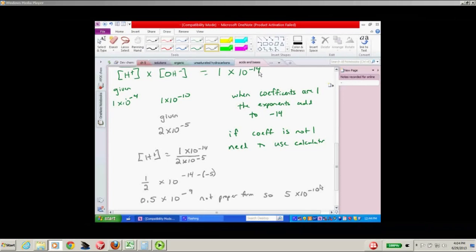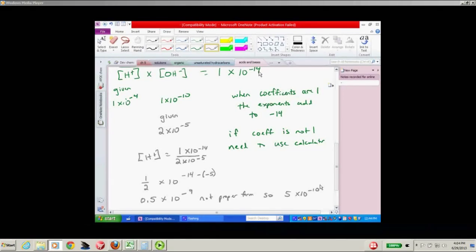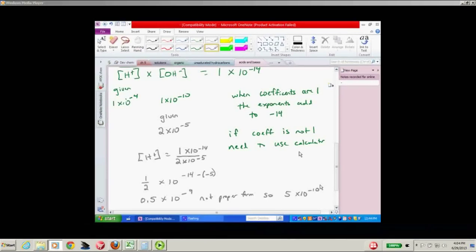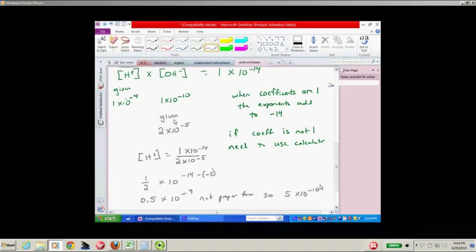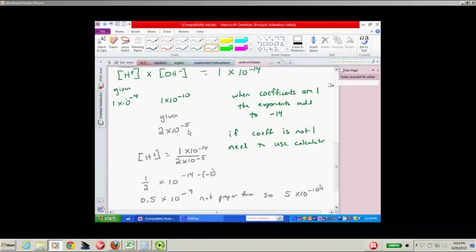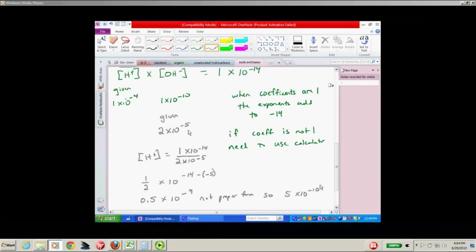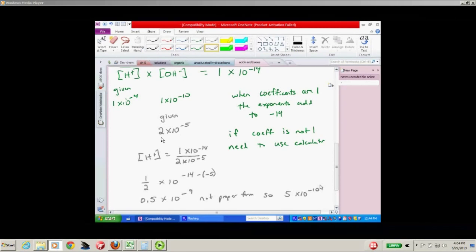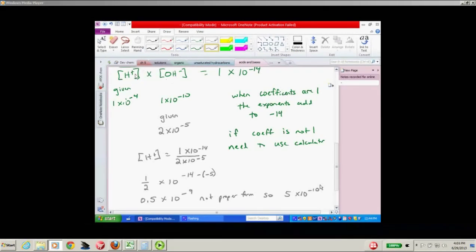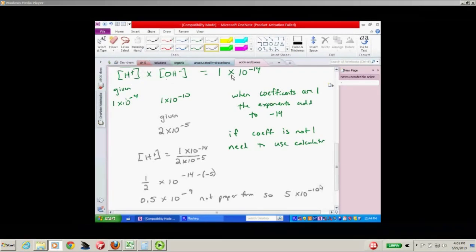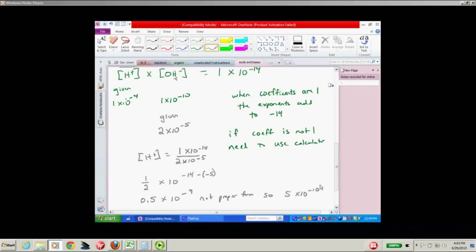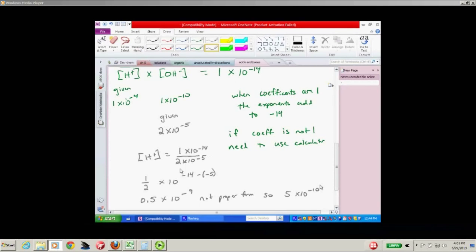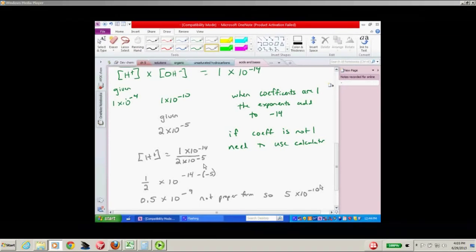So that's the simplest case and what you're going to get probably 90% of the time. But if the coefficient is not 1, you're probably going to need to use your calculator. So if I give you 2 times 10 to the minus 5, well, that's not a 1, so we're going to have to do some math. So we just solve this equation for the H plus. So take the 1 times 10 to the minus 14 and divide it by the one we have. So we have 1 times 10 to the minus 14 divided by 2 times 10 to the minus 5.